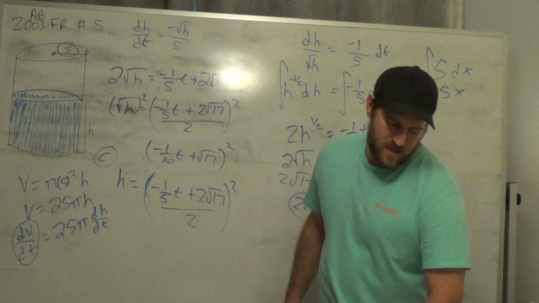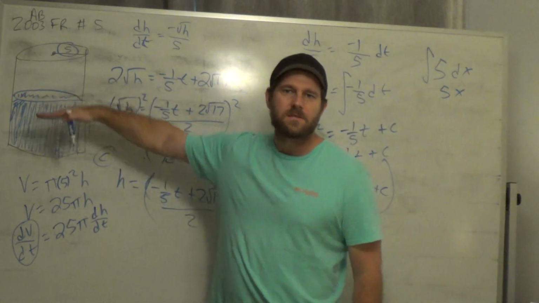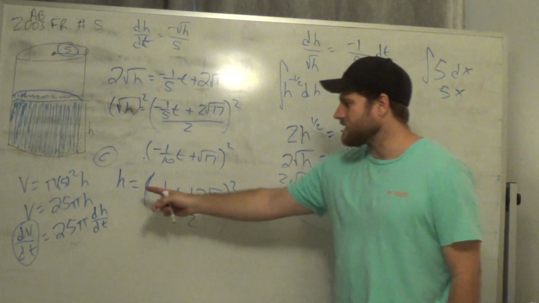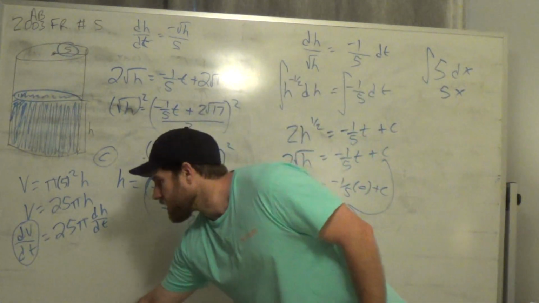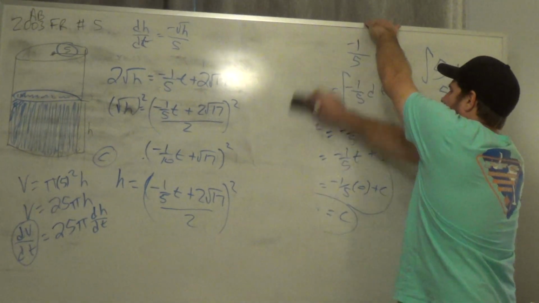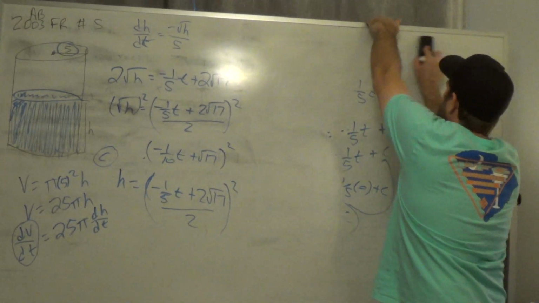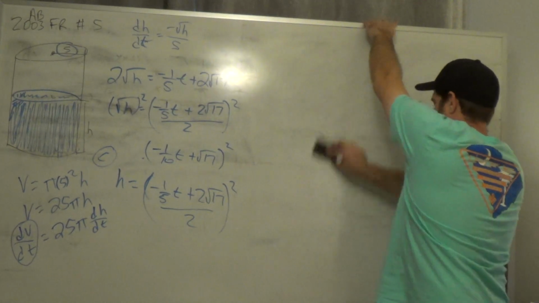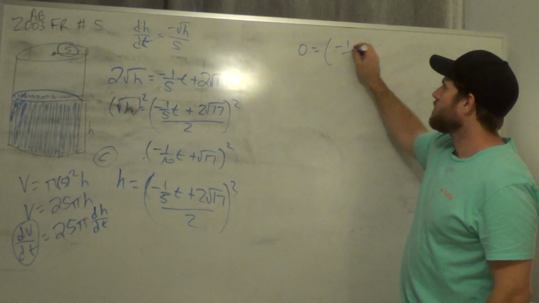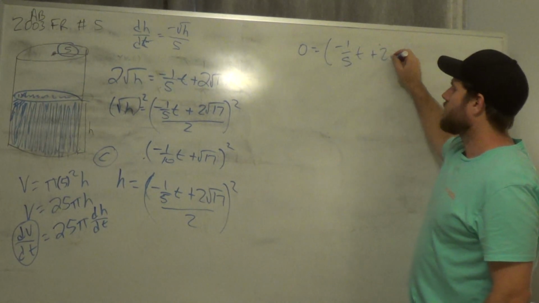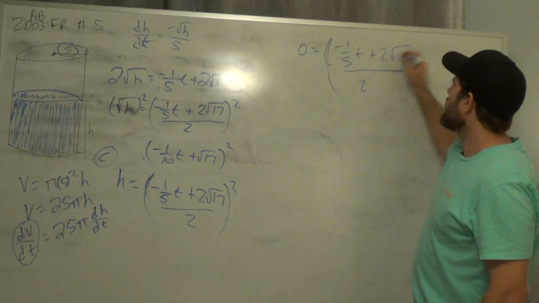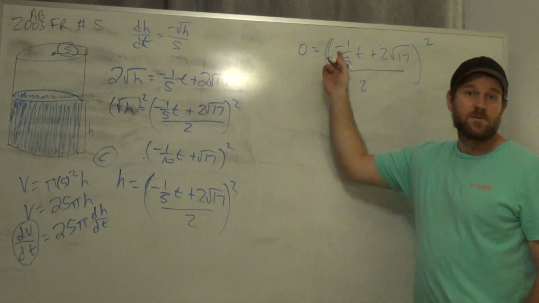Now, from here, part D is really simple. They want to know, when is the coffee pot empty? Well, the coffee pot's empty when there's nothing left in it. The liquid's going to be gone, the height is going to be 0. So we're going to go ahead and make h 0. So part C is done. H is 0. And to finish, we have to solve for t.